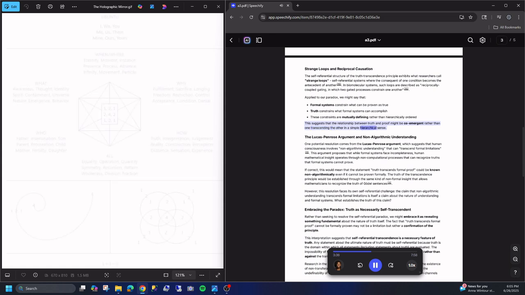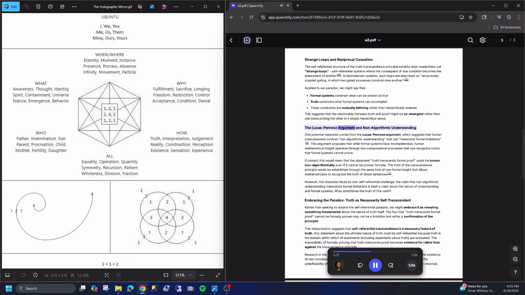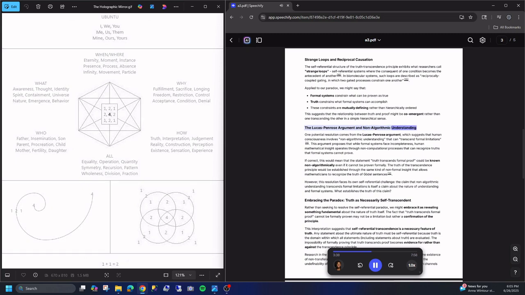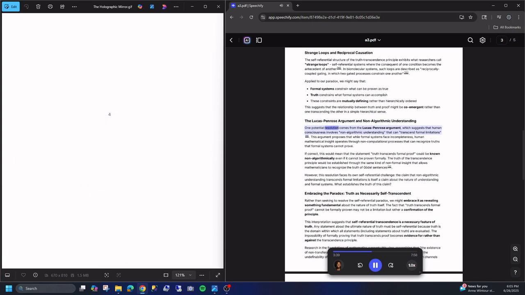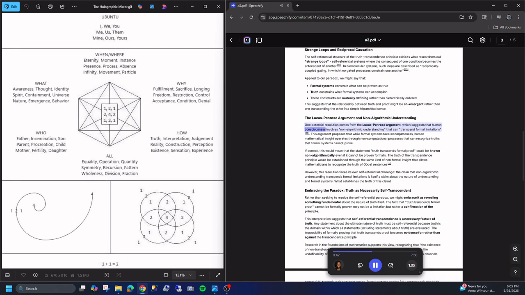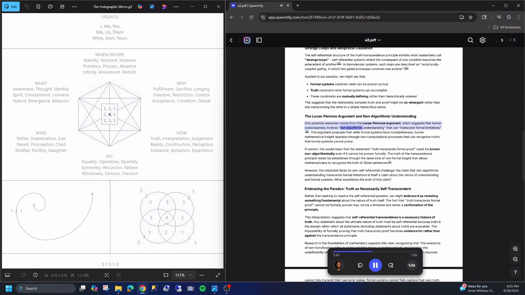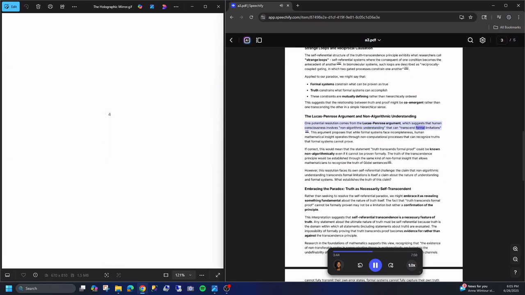simple hierarchical sense. The Lucas-Penrose argument and non-algorithmic understanding. One potential resolution comes from the Lucas-Penrose argument, which suggests that human consciousness involves non-algorithmic understanding that can transcend formal limitations.